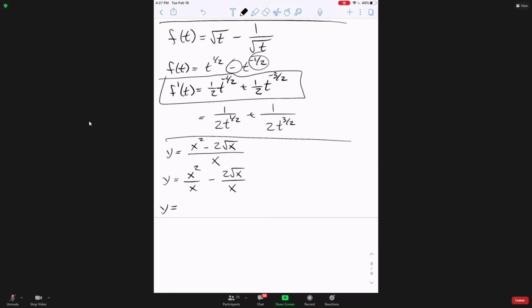Then simplify. Well, x squared over x, that's just x, minus. Now, square root of x, let me just write it in, that's really x to the 1/2, right? And then x is really x to the 1. So remember from algebra, when you're dividing two terms with the same base, you subtract the exponents, so it'd be 1/2 minus 1, which would be negative 1/2.